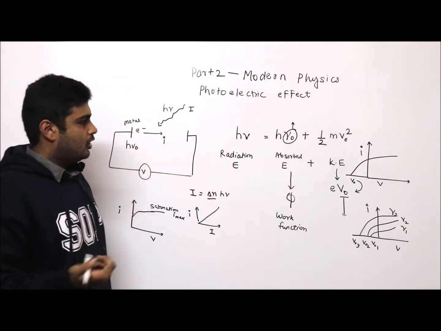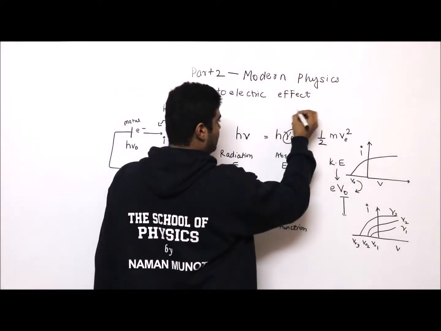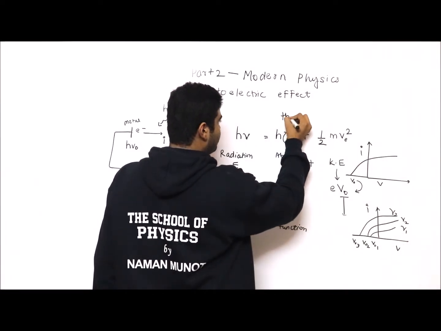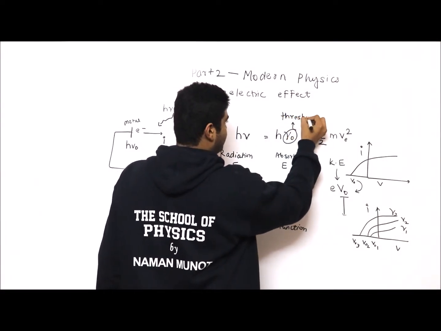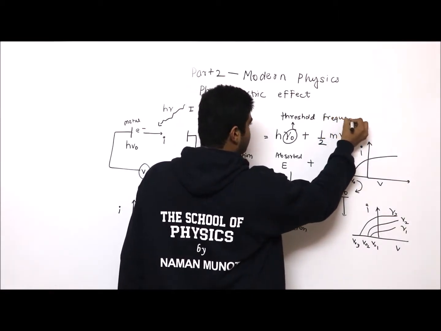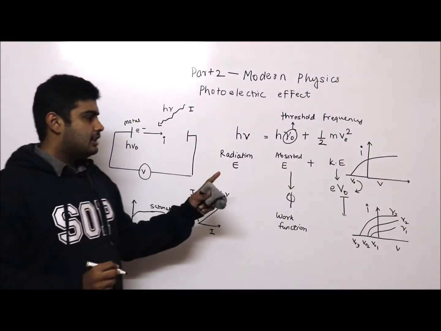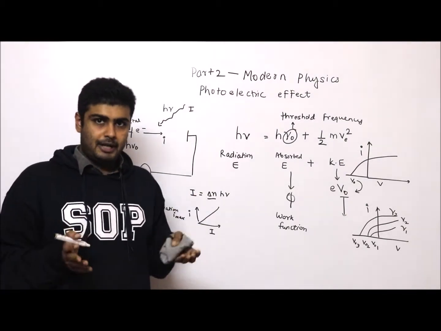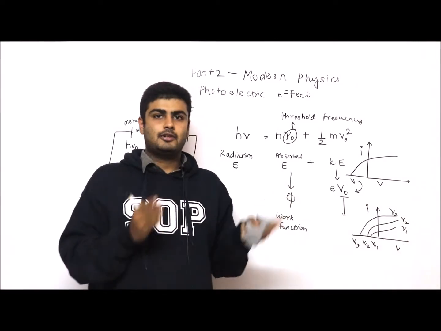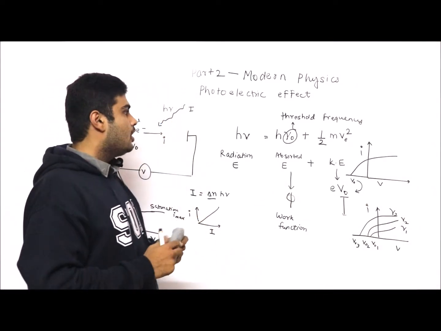This frequency, mu naught, is also called the threshold frequency, and it doesn't depend on anything else but the nature of the metal. So this threshold frequency totally depends on what kind of metal we are using.